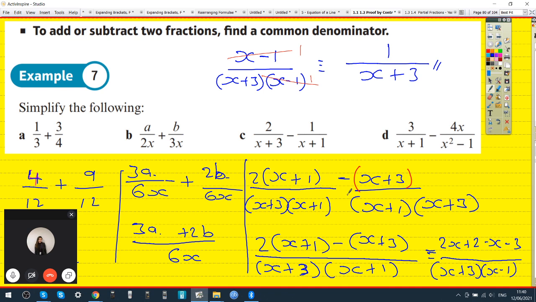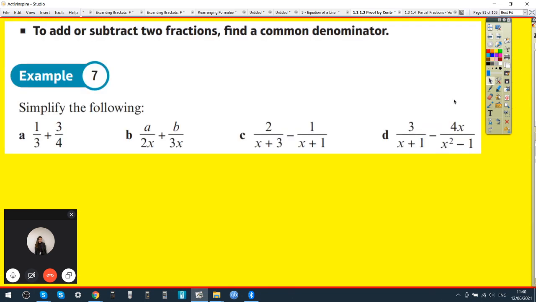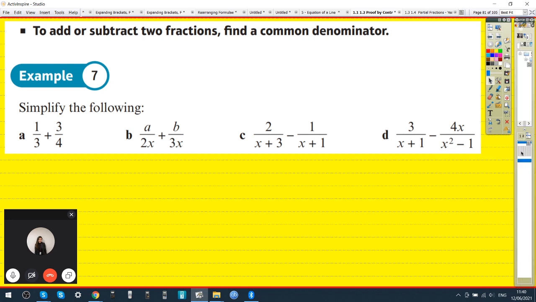Bring together first and then expand. That will help all the minuses to work out. Okay, how about D?